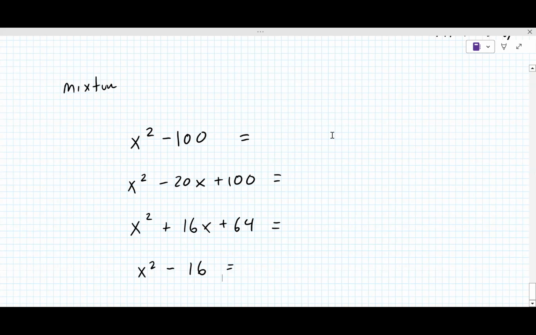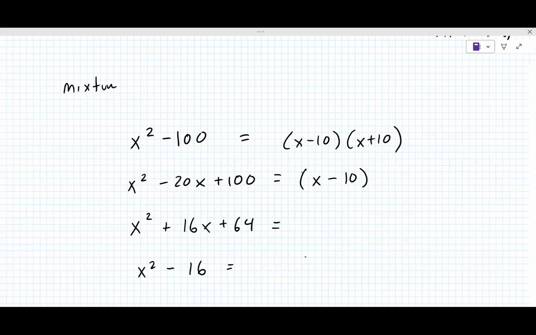Now, you said the correct type. Can you execute and tell me the result of factoring them? Yeah, it would be x minus 10 and x plus 10 for the first one. Good. The second one would be x minus 10 squared. Good. The third one would be x plus 8 squared. Good. And the last one will be x minus 4, x plus 4. Very good.